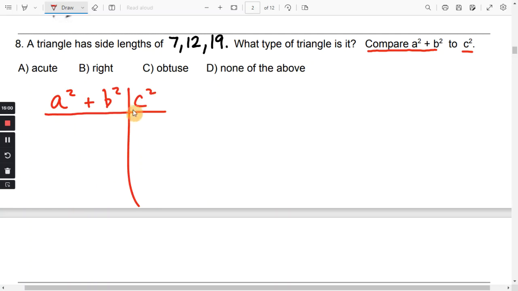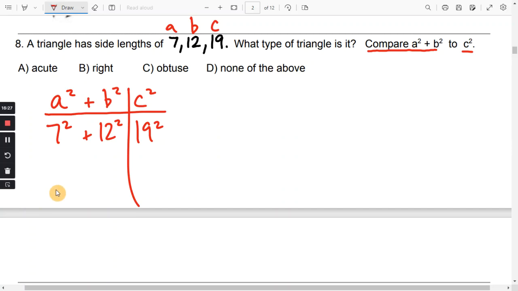C always has to be the longest one, so that's going to be 19. So c squared is 19 squared. A and b, it doesn't matter, so I'm going to let 7 equal a and I'll let 12 equal b. So a squared is going to be 7 squared, and b squared is going to be 12 squared. Now you're on the calculator.